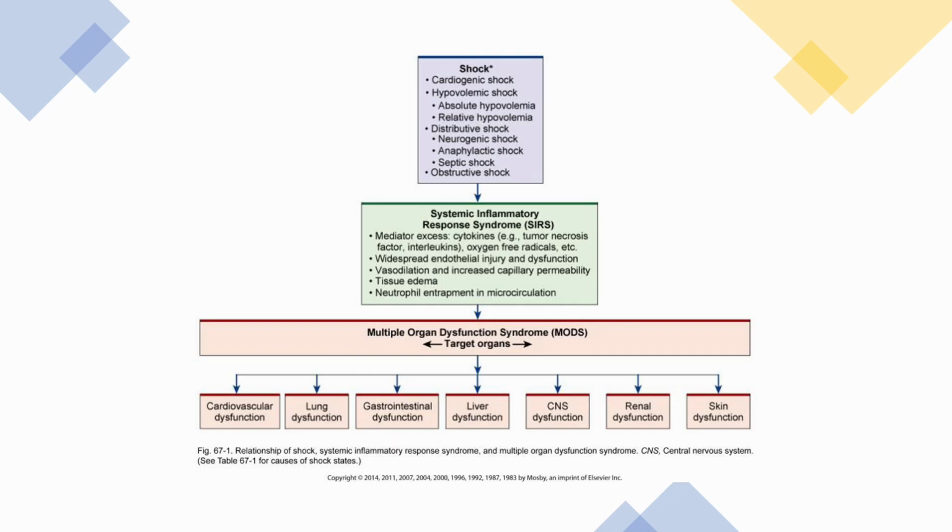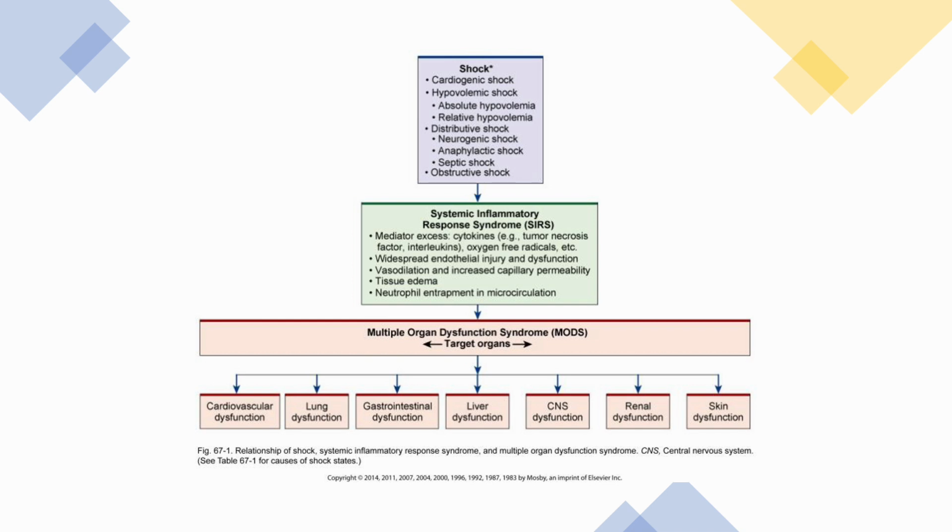So, this diagram explains the progression from shock to systemic inflammatory response syndrome, or SIRS, and eventually to multiple organ dysfunction syndrome, or MODS. Shock can arise from various causes, again, like we established: cardiogenic, hypovolemic, distributive, and obstructive, which leads to widespread tissue hypoxia and damage.